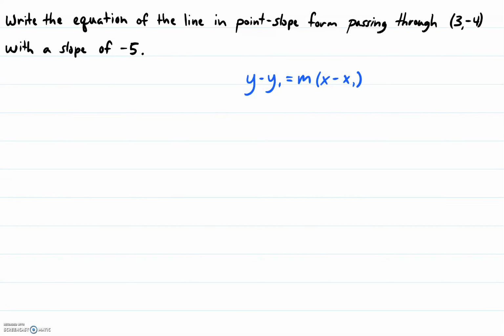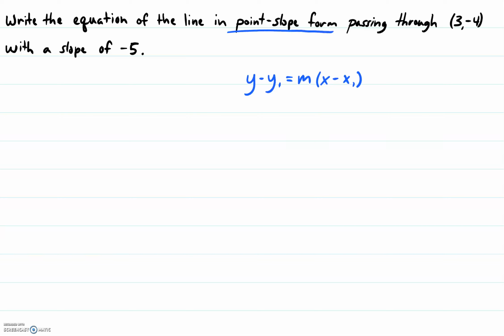In this video, we're going to write the equation of the line in point-slope form, passing through (3, -4) with a slope of -5. Now, first of all, let's talk about what it means to write the equation of a line in point-slope form.